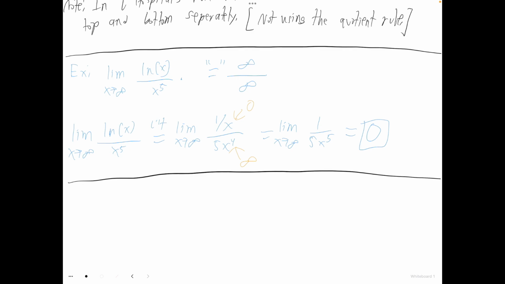So now let's look at one more example of using L'Hopital's rule. So we want to find the limit as x goes to 0 of tangent of x minus x divided by x to the third. Okay, so we want to compute this limit. So the first thing to do is figure out what the top and the bottom are doing.